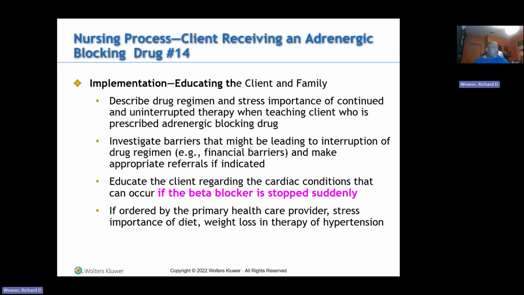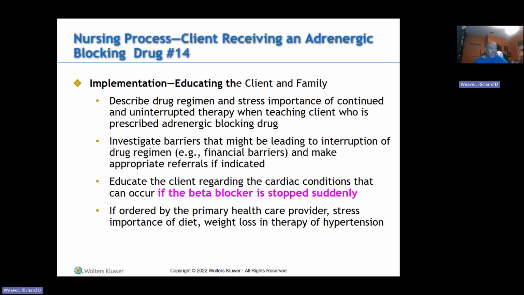So now we're educating the client and family. Keep in mind, some patients may have some financial issues and may not even have a pharmacy benefit. So make sure you refer them to a social worker who can tap into the various resources. Educate the client regarding the cardiac conditions that can occur if a beta blocker is stopped suddenly. That's really important to tell them.